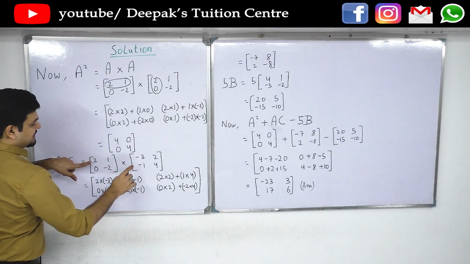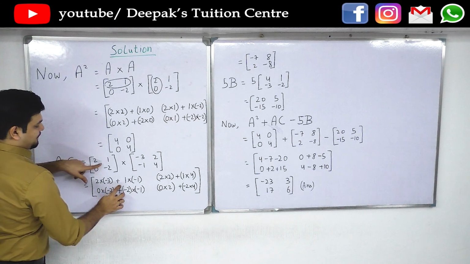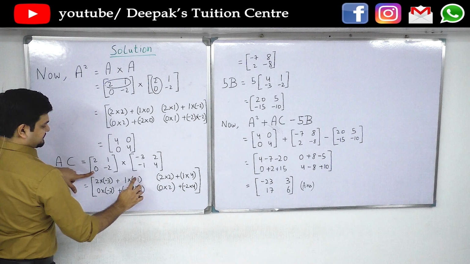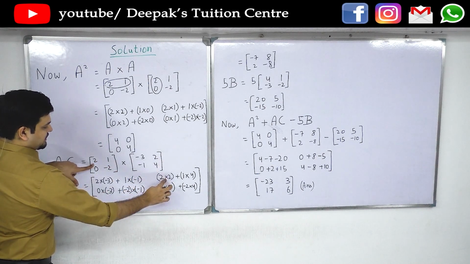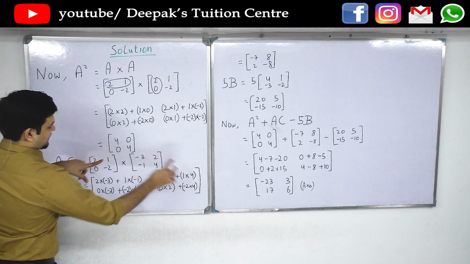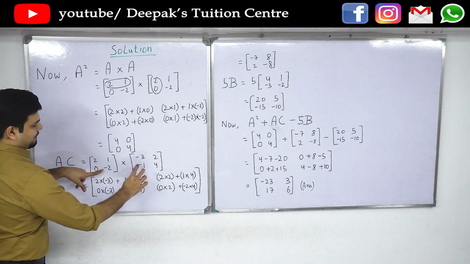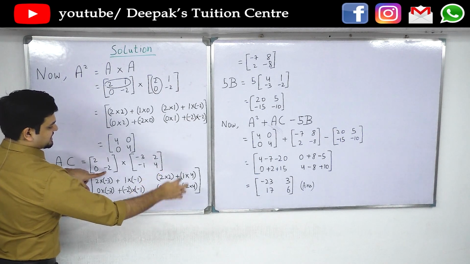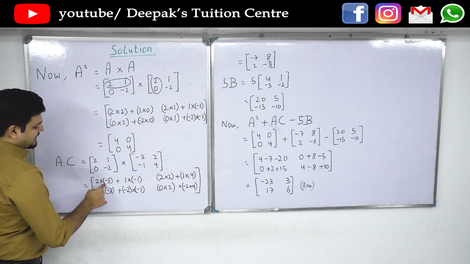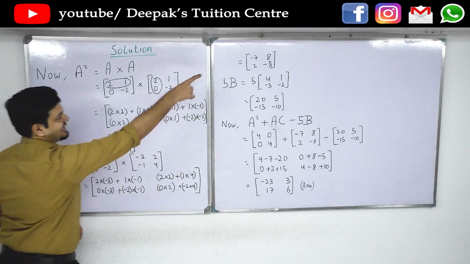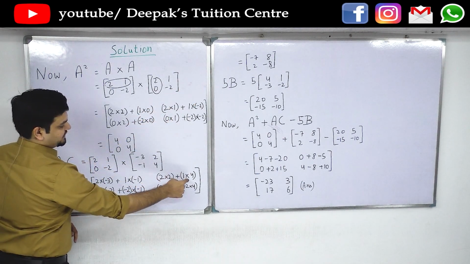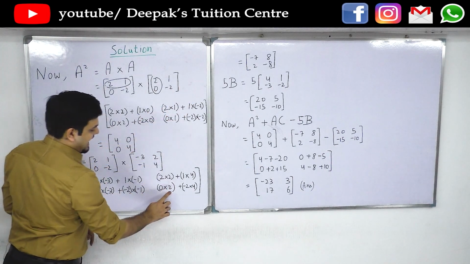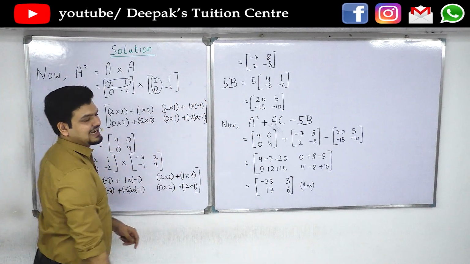First row, first column. So 2 into minus 3 plus 1 into minus 1. Sorry, 2 into 2 plus 1 into 4. 0 into minus 3 plus minus 2 into minus 1. And 0 into 2 plus minus 2 into 4. So minus 6 minus 1, that is minus 7. 4 plus 4, that is 8. 0 plus 2, that is 2. And 0 minus 8, that is minus 8.